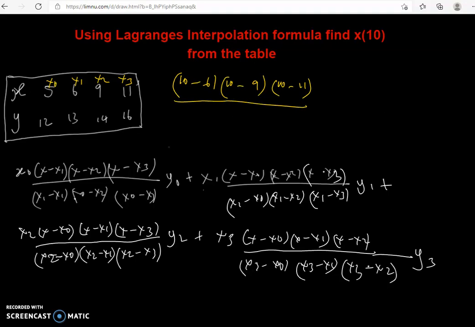Divide this by x0 minus x1, and x0 is 5, so it is 5 minus 6, then 5 minus 9, then 5 minus 11. So we multiply this by y0, and our y0 is 12, so multiply this by 12.